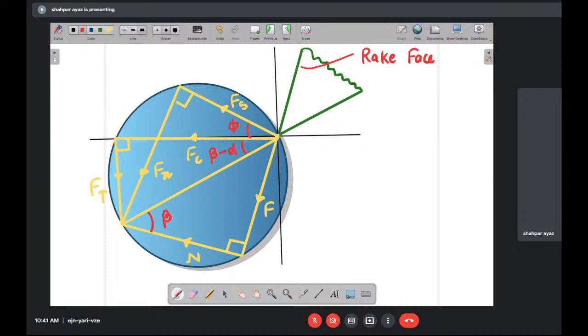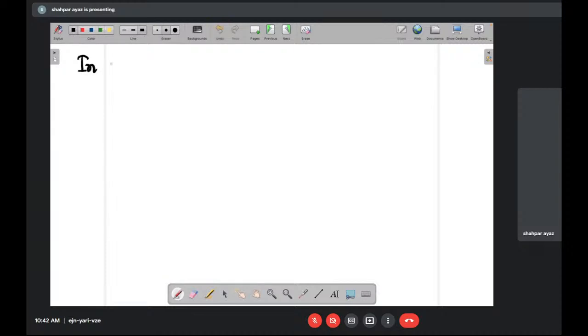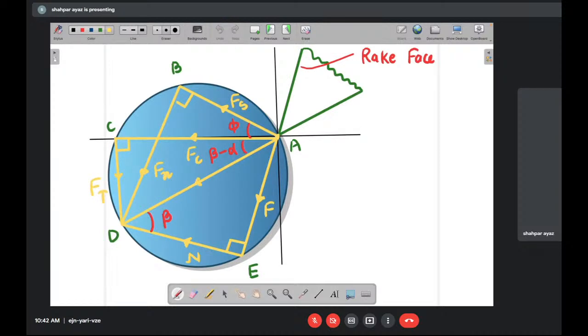You can go and watch my lectures on applications where I have discussed how to draw this merchant circle. Now, if you know this merchant circle, your objective is to find out the cutting force from this diagram. Very simple. Suppose I am assuming these points as A, B, C, D and E. In triangle ACD, this is the resultant R.